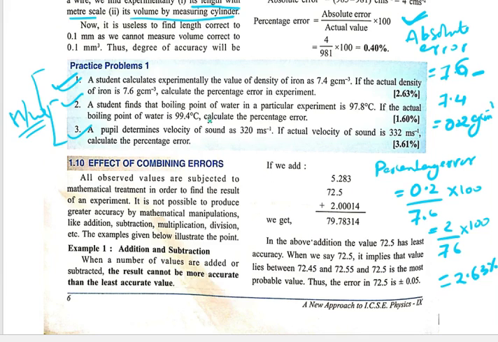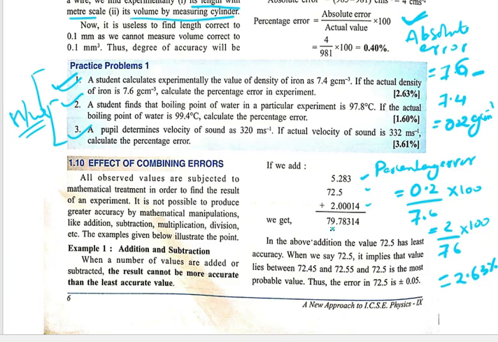Question number 1, addition and subtraction. When a number of values are added or subtracted, the result cannot be more accurate than the least accurate value. Suppose we are adding 5.283 with 72.5 and 2.000014. If we add all the 3 numbers, we have got 79.78314.